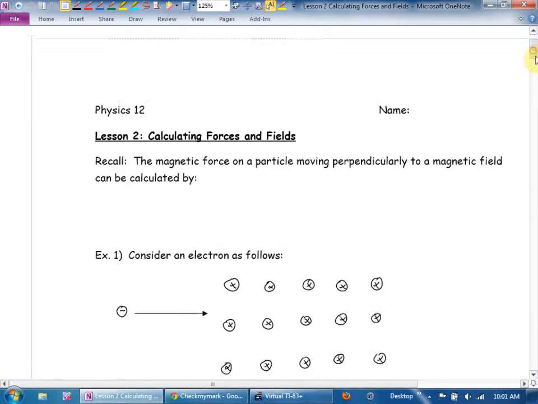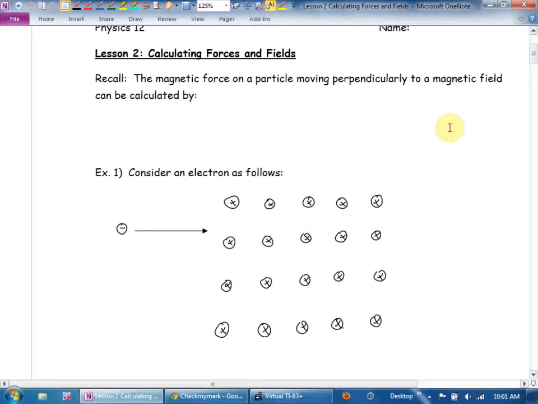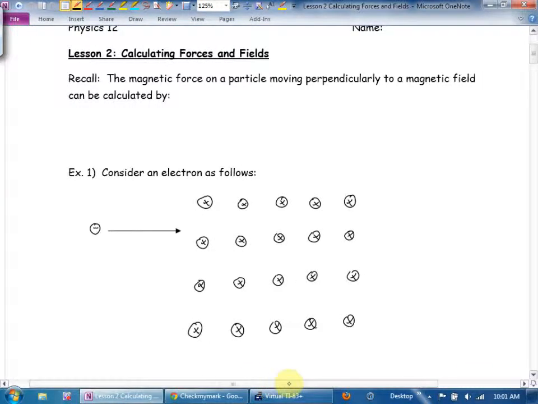All right, recall from last lesson. We did lots of right-hand rule stuff, which we're going to be reusing over and over and over. So if you think you can get away without learning it, you're going to be out of luck. But we said that when a current-carrying wire or a charge moving on its own, as long as it's moving, enters a magnetic field, it experiences a force.